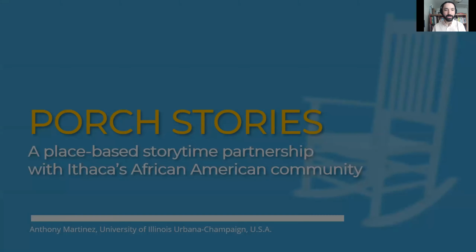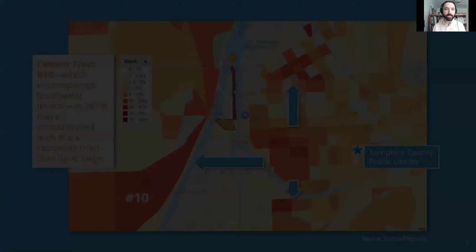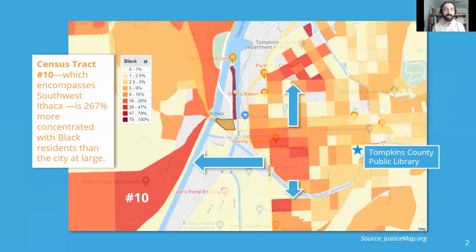And the proposal is called Porch Stories, a place-based storytime partnership with Ithaca's African American community. So first, a little background. Historically, the majority of African Americans in Ithaca, New York, have called the city's South Side home. But over the past 20 plus years, factors like gentrification have led many African American residents to be pushed out of the South Side towards the city's far southwest and north sides.